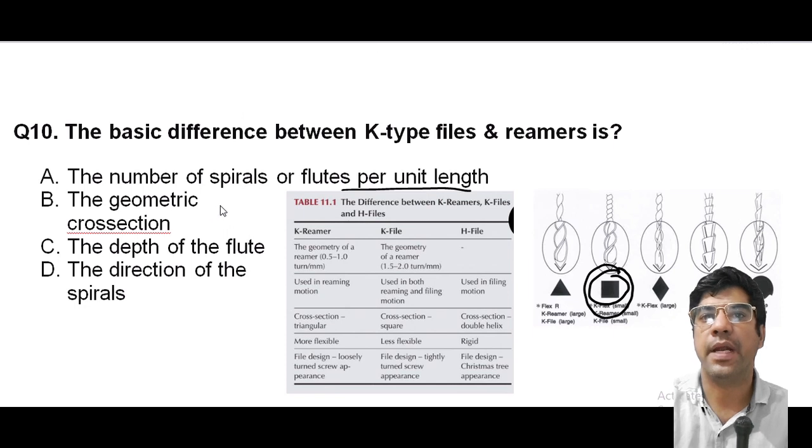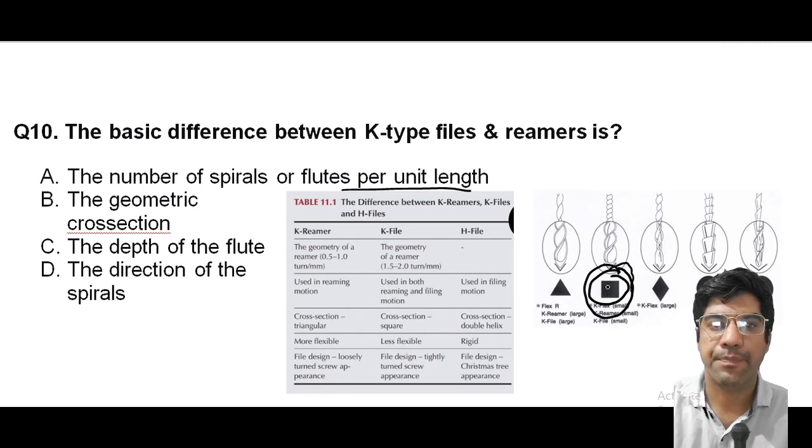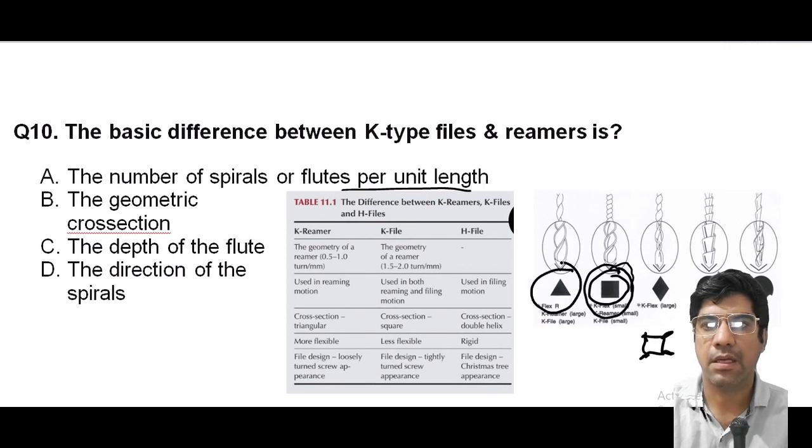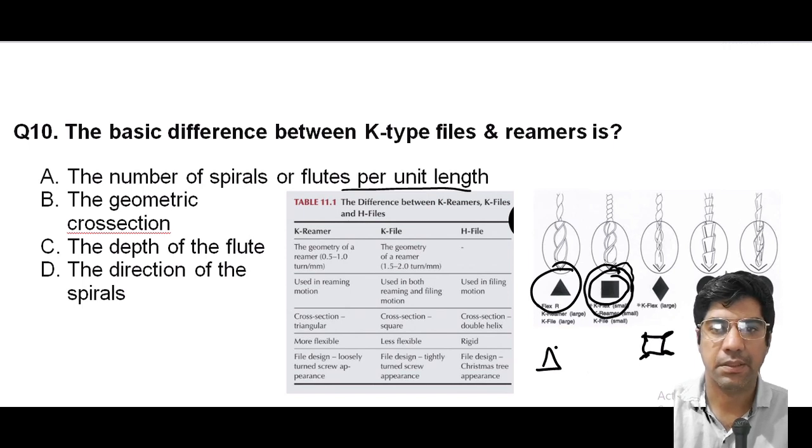Option B, the geometric cross section. The K file typically has a square or rectangular cross section. This design provides sharp edges and corners for effective cutting, whereas the Reamer has a triangular cross section that allows for efficient cutting and dentine removal while creating taper in the root canal.